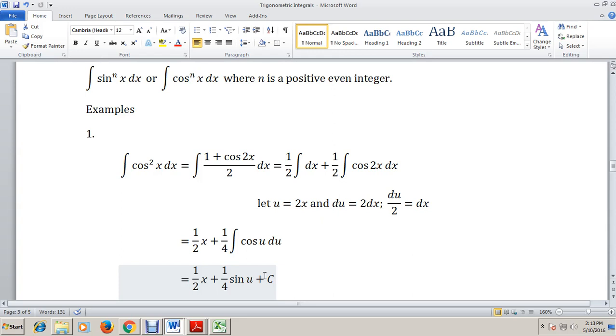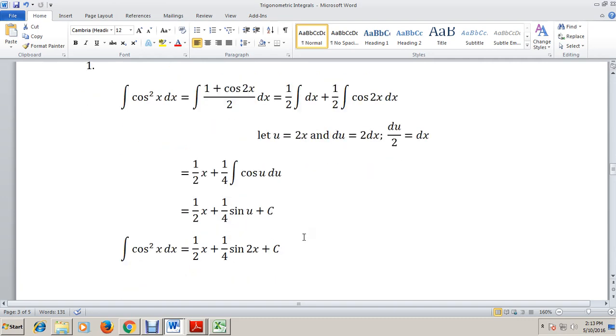Of course, we already have the solution for the integral of cosine u du. The integral of cosine u becomes sine u. So we now have 1/4 sine u, then plus c. Replacing u with our substitution, 2x, this becomes 1/2 x plus 1/4 sine 2x, then plus c. This will be the solution for the integral of cosine square x dx.